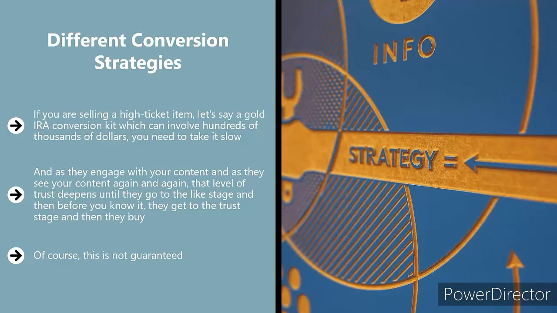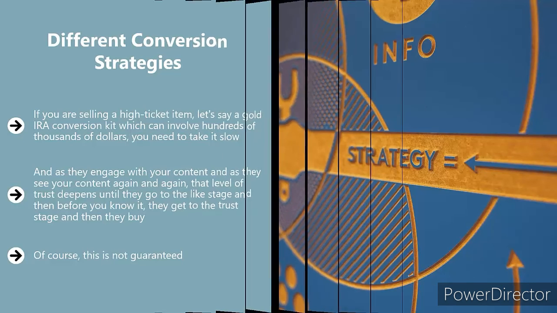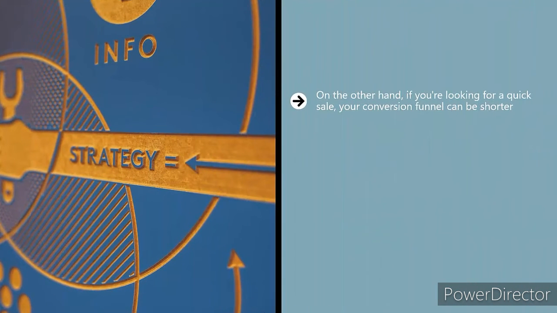If you're looking for somebody to transfer their retirement fund worth hundreds of thousands of dollars from one fund to a gold fund that you're an affiliate of, you have to invest in a long funnel that builds trust over an extended period of time. On the other hand, if you're looking for a quick sale, your conversion funnel can be shorter. In other words, you can basically tell the reader to ship or get off the pot.